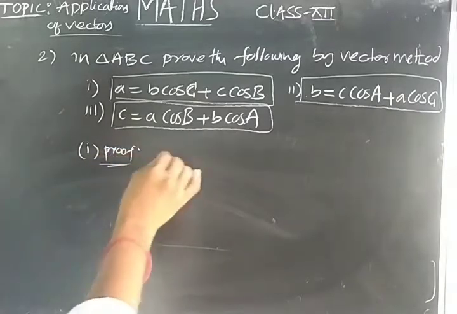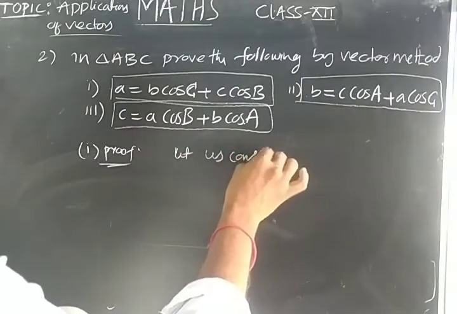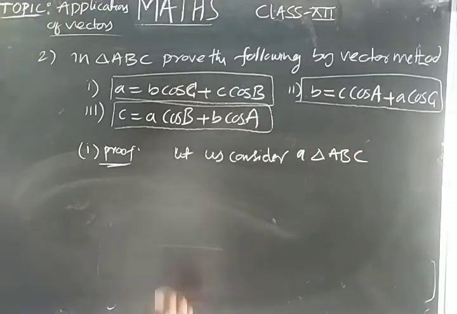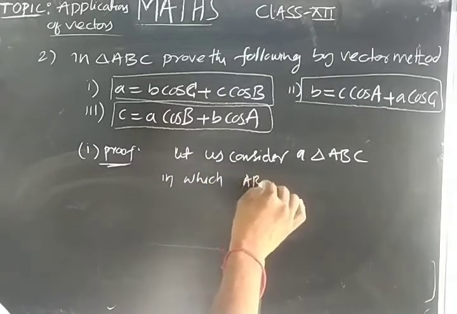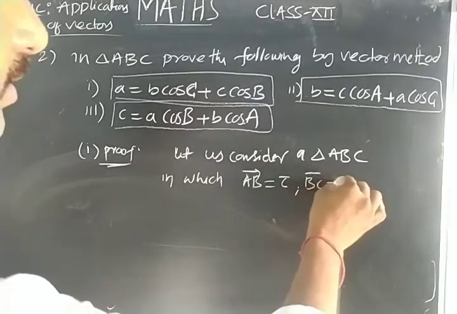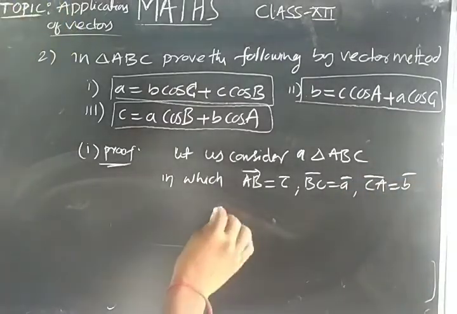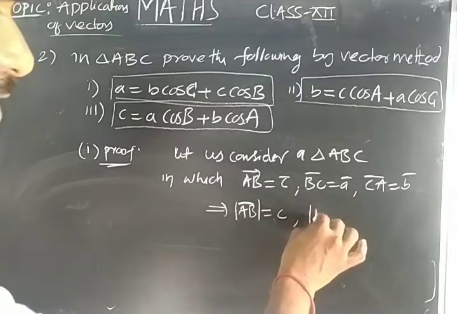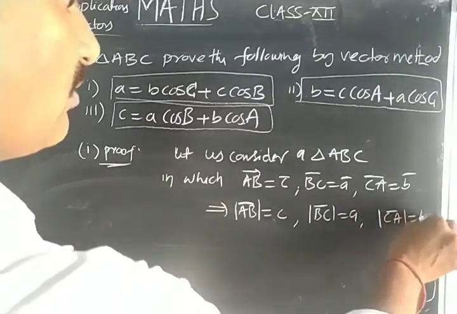I am taking a triangle again. Let us consider a triangle ABC in which AB vector is taken as c bar, BC vector as a bar, CA vector as b bar. So that implies modulus of AB is c, modulus of BC vector is a, modulus of CA vector is small b.